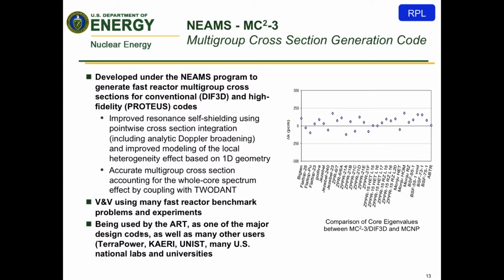The MC²3 module in SHARP has been developed under NEAMS for generating fast reactor multi-group cross sections. They can be used for either conventional DIF3D or high fidelity PROTEUS codes. In this, of course, cross section generation is a significant issue, and this MC²3 helps us preserve the physics, helps build the correct physics into the models that we're developing.